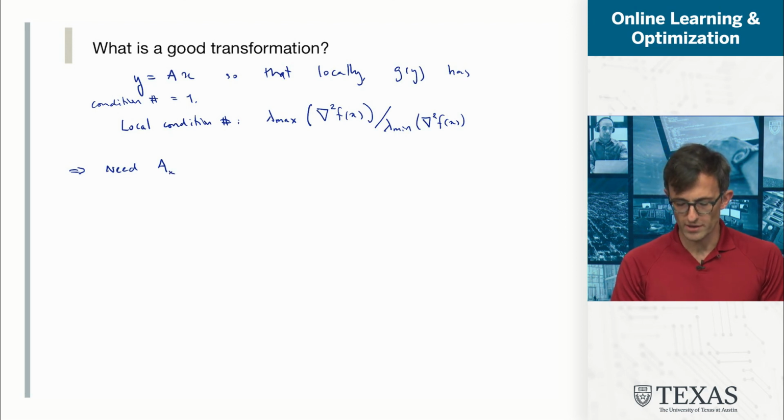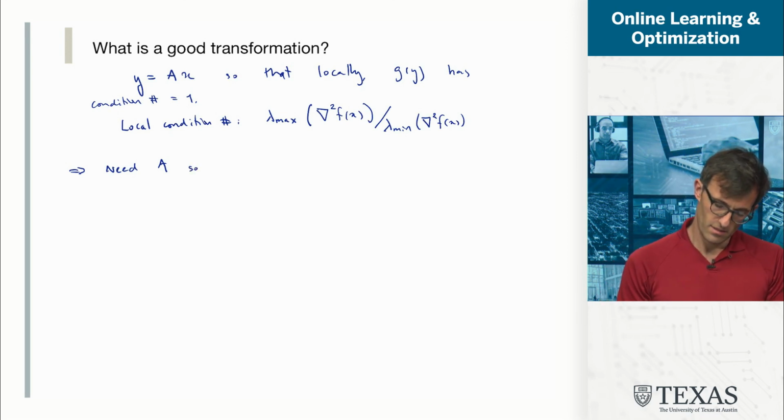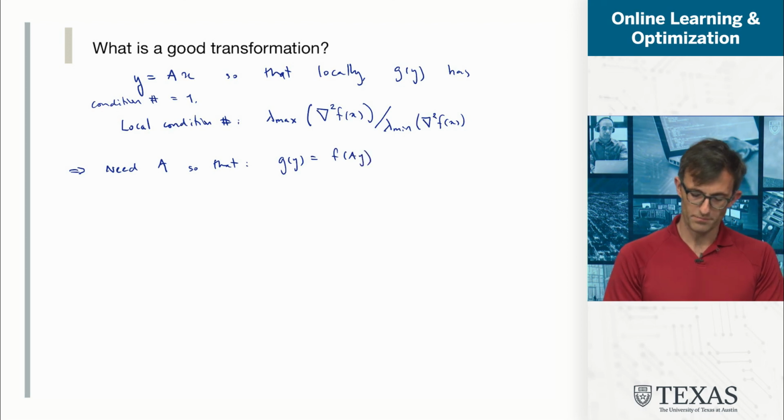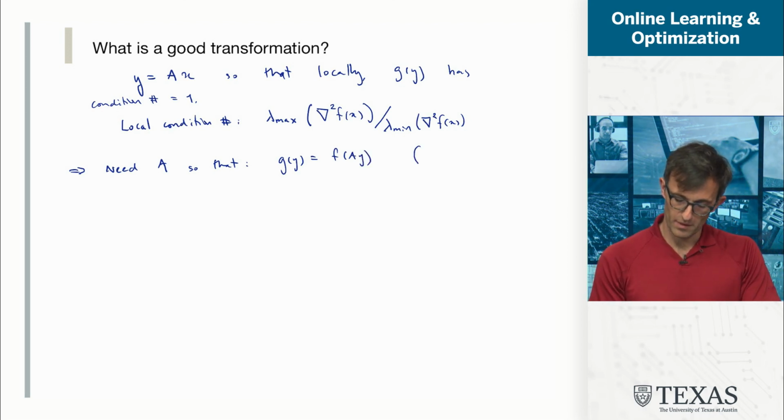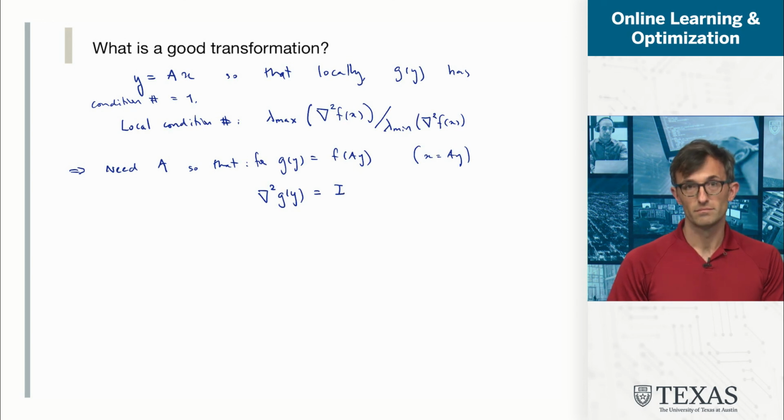So I guess I could write a small x here, but I don't want to make notation too difficult. So I'm just going to write A, but let's remember that A actually depends on x. So I need an A so that for g of y equal to f of Ay, in other words, I'm using x equal to Ay everywhere in this lecture, so that for this function, the Hessian of g of y is equal to the identity. This is what we want.